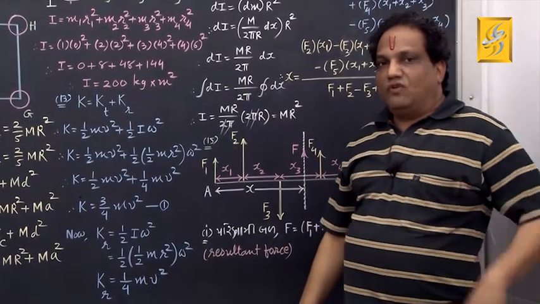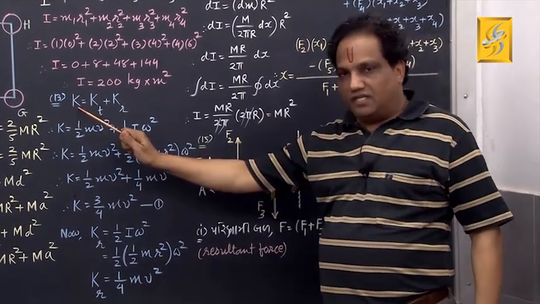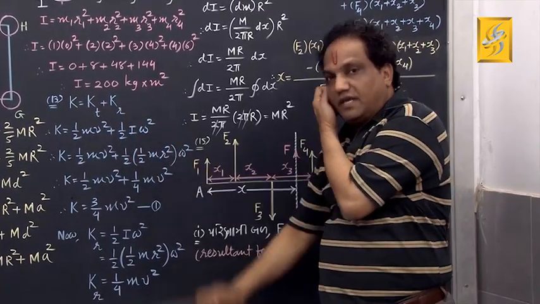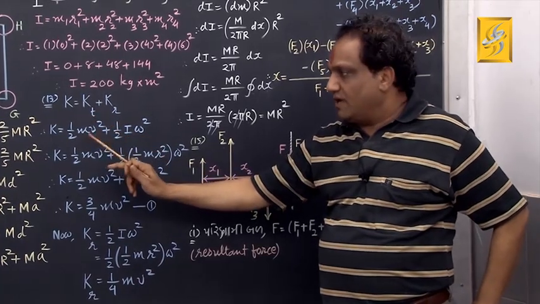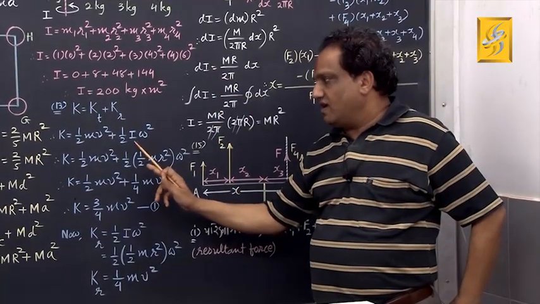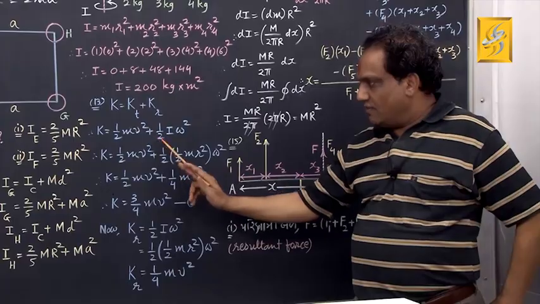Come on. For a body rolling without slipping, what is total kinetic energy? It is translational kinetic energy plus rotational kinetic energy. Come on, translational or linear kinetic energy is by formula half mv square. Rotational kinetic energy by formula it is half I omega square. Now half mv square as it is, 1 by 2 as it is.